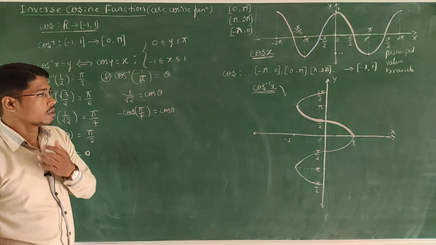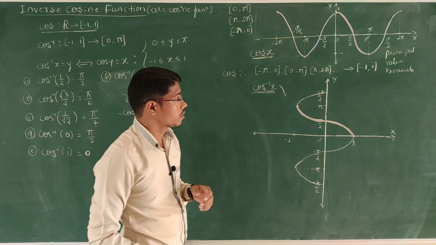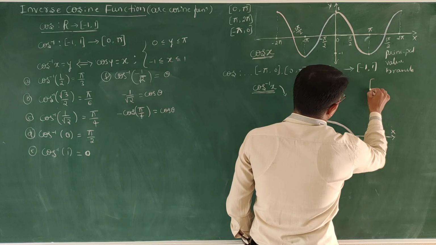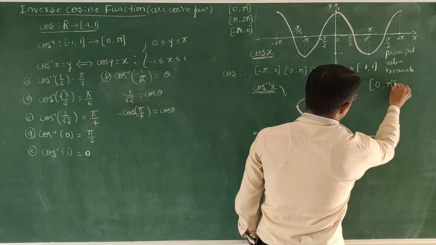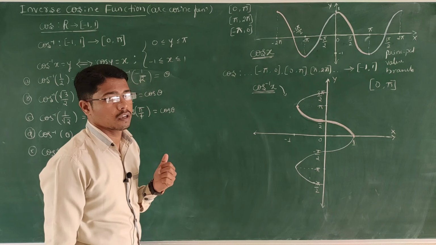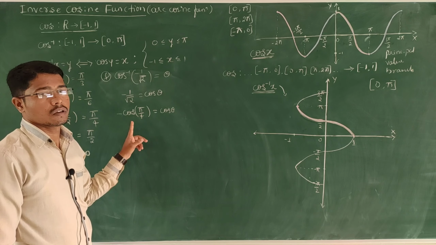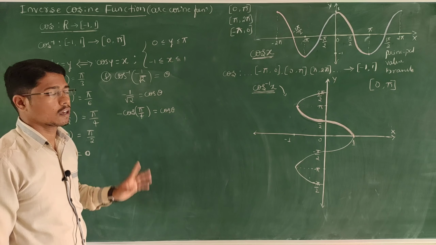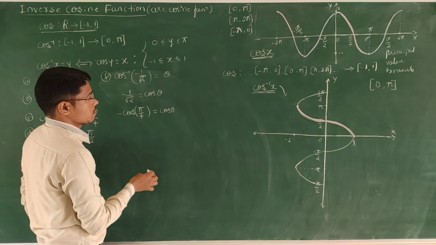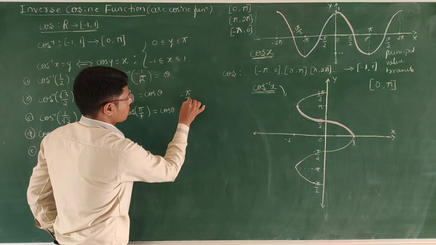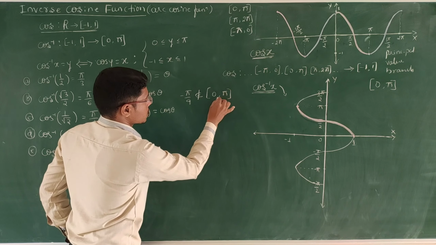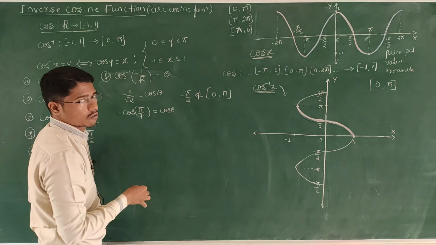Okay, so just before that, see the principal value branch. What is the principal value branch? 0 comma pi. 0 comma pi means it includes first and second quadrants only. So that's why consider the value from the second quadrant. Okay, so now see here, if I remove cos, it will become minus pi by 4. Minus pi by 4 doesn't belong to 0 comma pi. It starts from 0, doesn't include negative numbers.